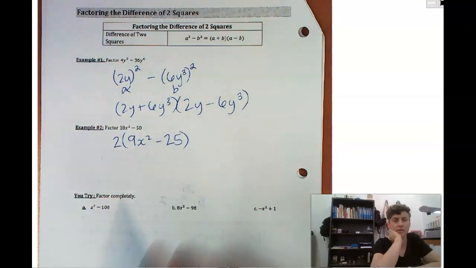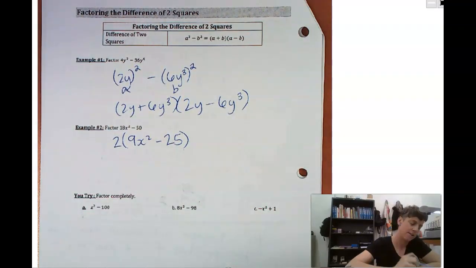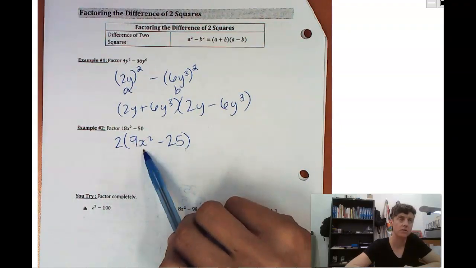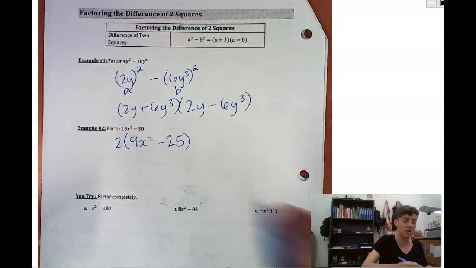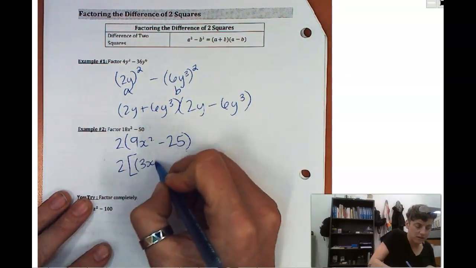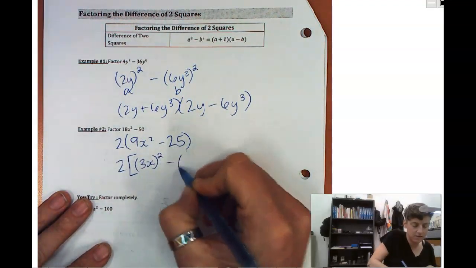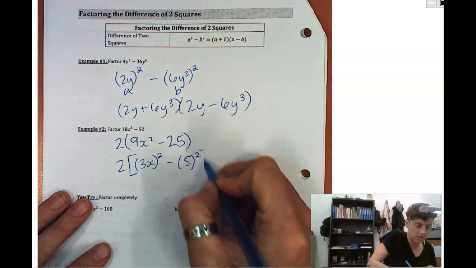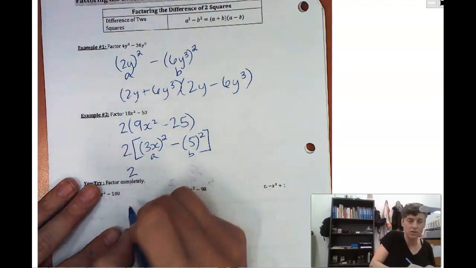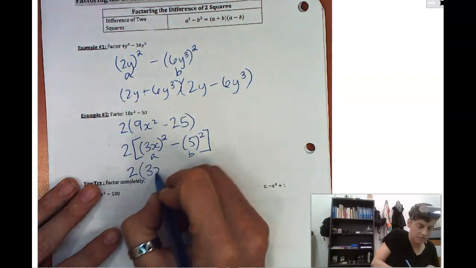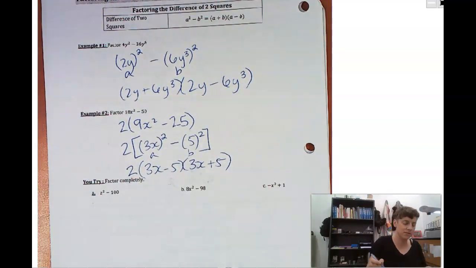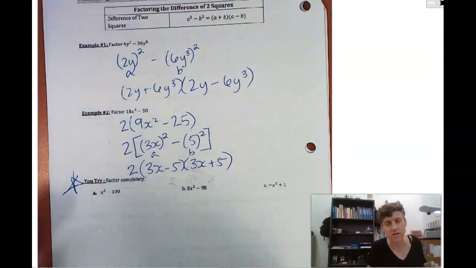Now, is this a difference of squares? Well, 9 is 3 squared. x squared is x squared. 25 is 5 squared. Yeah, it is. This is really 3x squared minus 5 squared. So my a is 3x and my b is 5. So this is going to be 2, our GCF we took out, times 3x minus 5 times 3x plus 5. Nice.